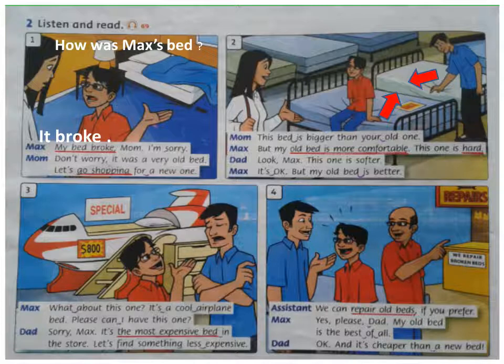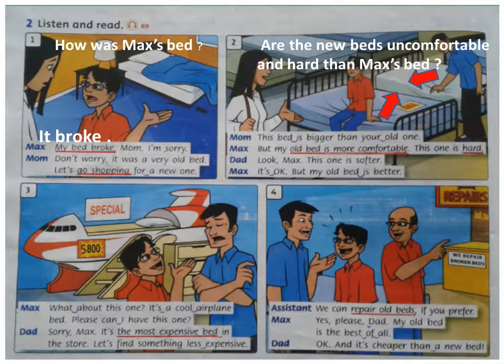My question is, are the new beds comfortable and harder than the old bed? This is a yes/no question. So you must combine the red arrows and the words underlined in red. You can find out the answer to the question. So your answer is, yes, they are. Good. Now move on to picture number 3.